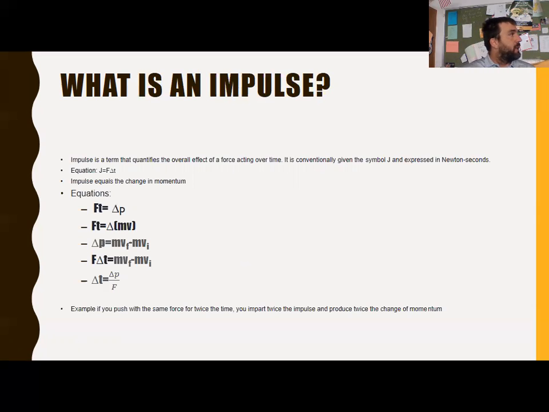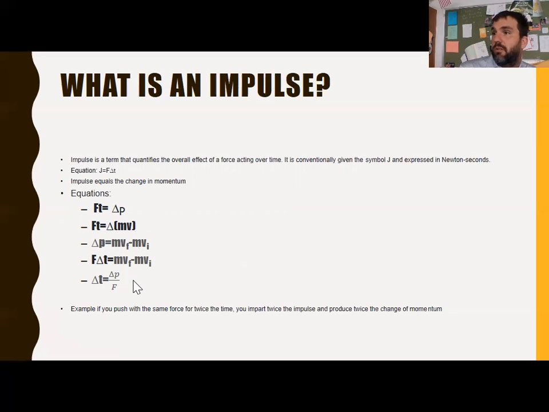So the biggest thing there is that if we know that impulse is equal to F times delta T, we know it equals the change in momentum. So triangle there is change. I have this equation written 3 times the same way. Ft equals delta P, Ft equals delta (mv), and F delta T equals mvf minus mvi. And then finally delta T equals delta P over F, all the exact same equation.